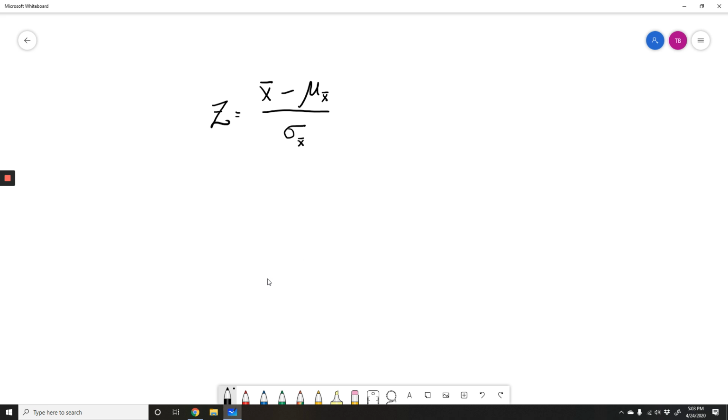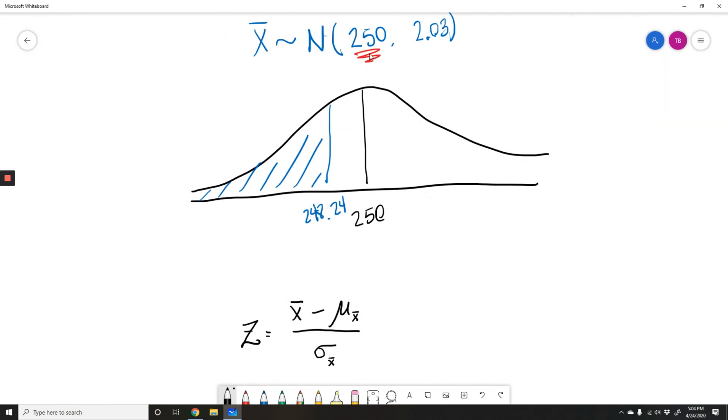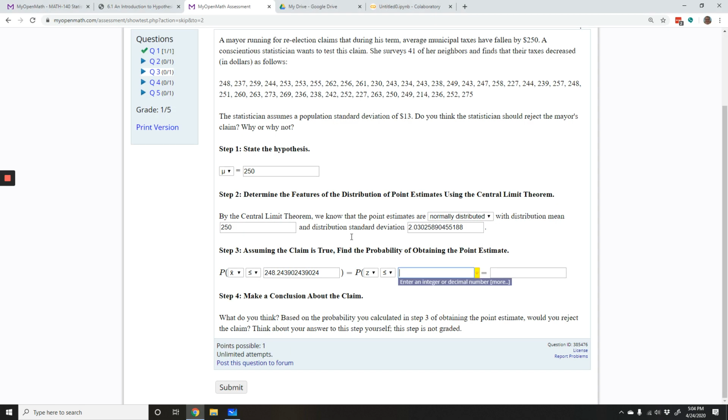So we have all those pieces. We have them right here, right? 250, that is our population mean. So remember, this is just the same as the population mean. And then 2.03, that's what we calculated before, and that will be our sigma x bar. So let's go ahead and find that z-score using our notebook.